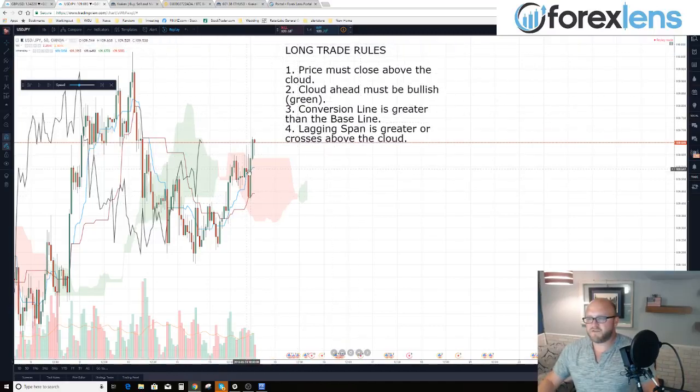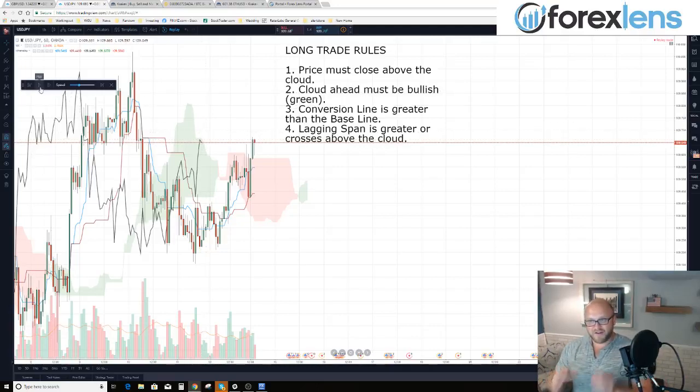Three conditions met for taking a long trade. The cloud ahead is green. The conversion line is above the baseline. Price closed above the cloud. What one is missing? The lagging span is not above the cloud yet. Once the lagging span goes above the cloud, then we can take the trade.